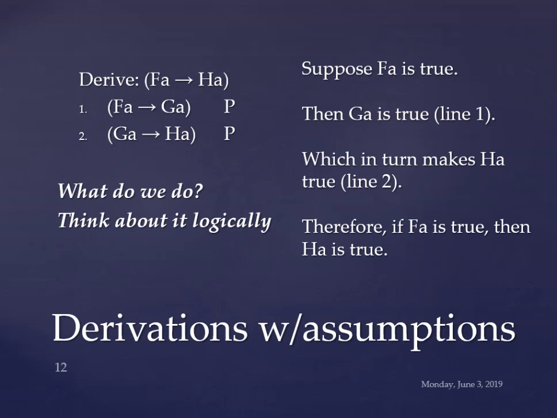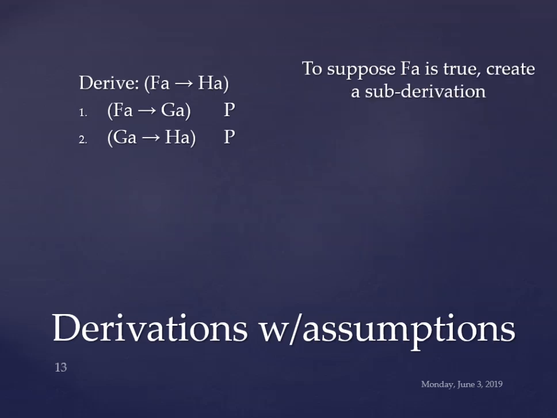Okay? So what we'll do when we do this part right here, supposing that FA is true for the sake of argument, is create a subderivation, which is a derivation inside of a derivation. So I'm going to assume FA. Now what I do here is I indent, I move to the right, and I draw a line. That's going to signify a subderivation. I've started a derivation inside my derivation. I also use the letter A to indicate to the reader that I have made an assumption.